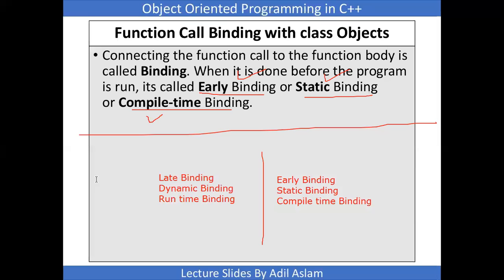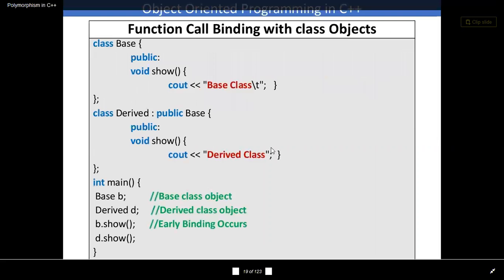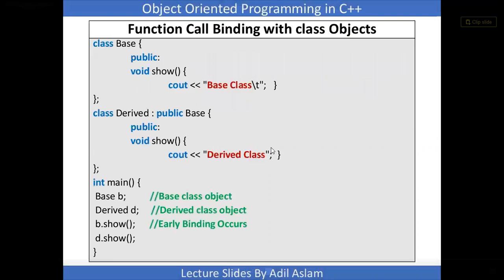So whatever the word is, what is the answer? If we decide which function to call when we are compiling the code, it is called early binding, static binding, or compile time binding. When we decide which function to call while we are running the program, it is called late binding or dynamic binding or runtime binding. So this is our main part. And then we have some related study that we have already covered.